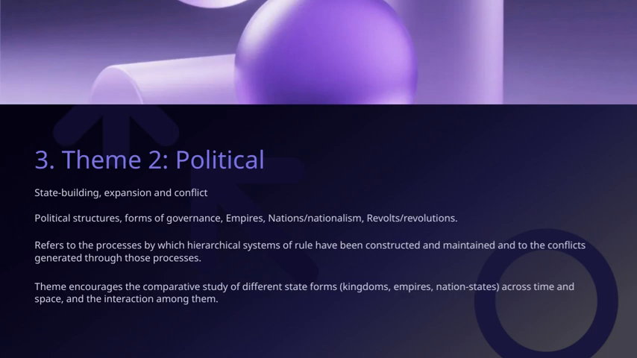When we talk about political structures and governance, we're referring to how power is organized and exercised in different societies. This includes empires, which are vast and often multi-ethnic, and nation-states, which are usually defined by shared identity and territory. Nationalism, revolts, and revolutions are key elements here. They're expressions of how people contest or support these political arrangements.